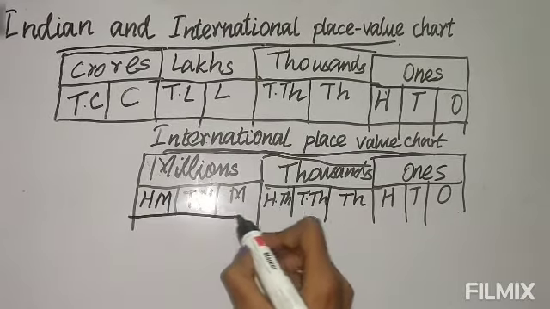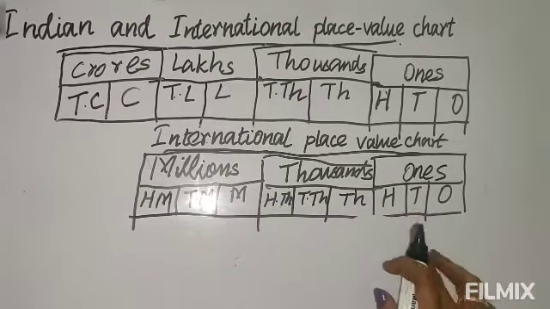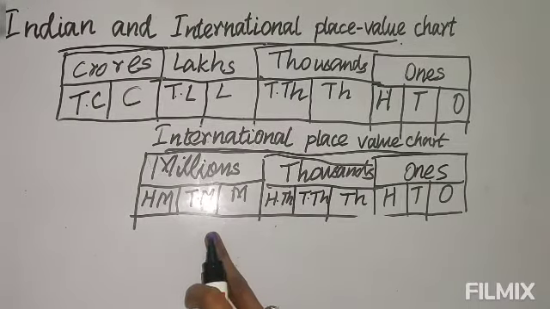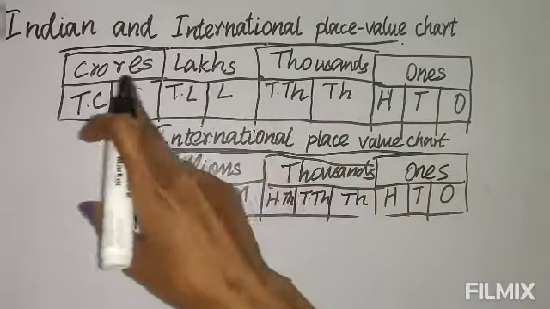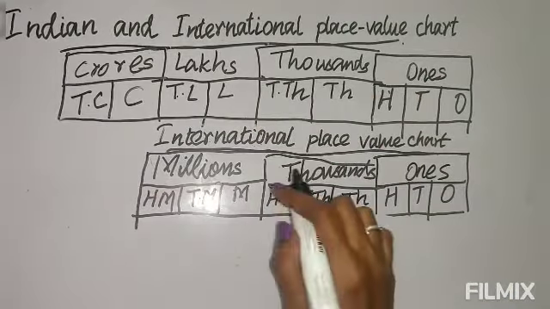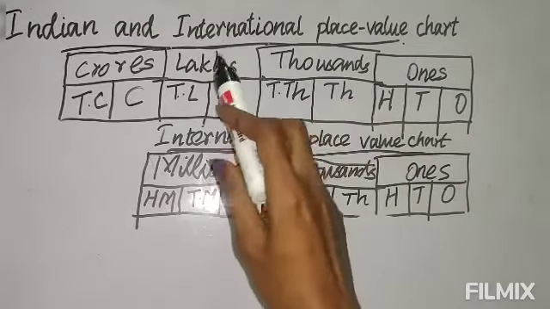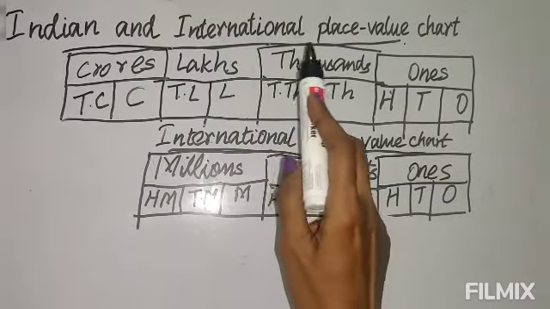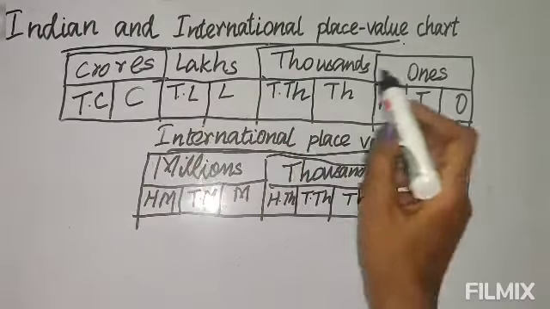So here the periods are divided into 3 places. Ones period is 3 places, thousands period 3 places, and millions period 3 places. But here only ones period has 3 places. All other periods have only 2 places. And here we have ones and thousands periods, but in the international system we have the million period. But here, after thousands period, we have lakh and crore. Only that is the difference.